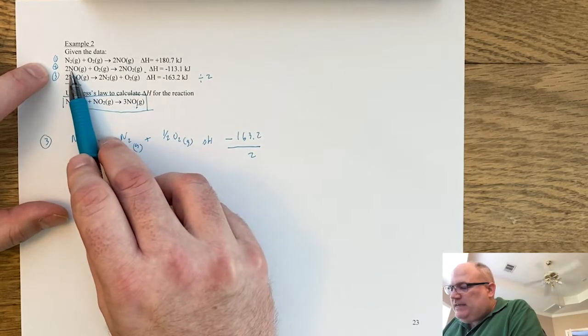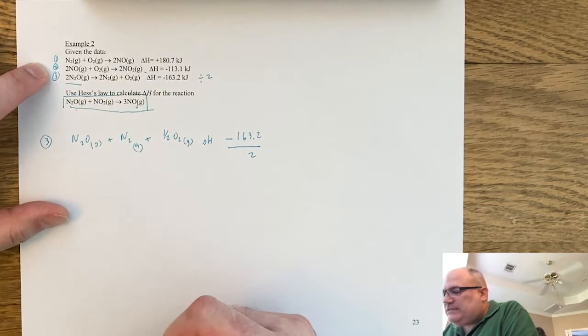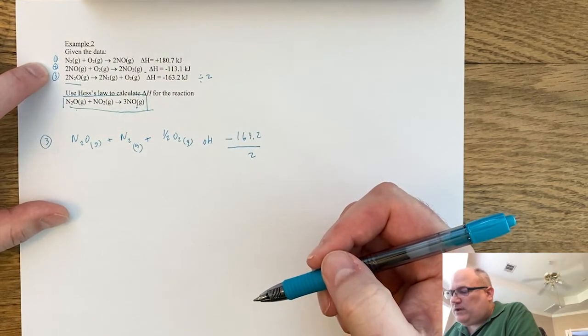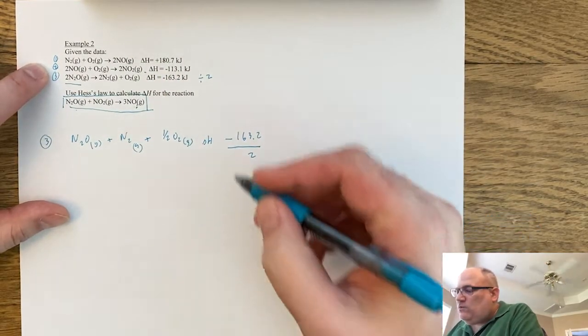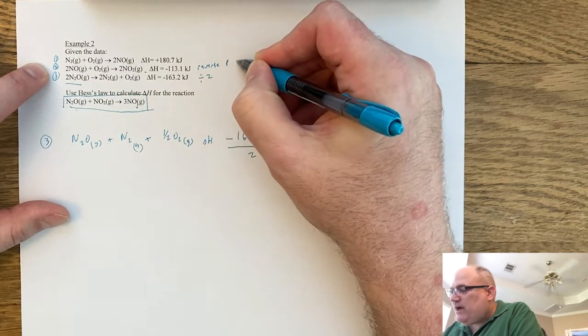So if I were to take this and flip it around, that would give us the number of NOs that we need on that side. Here's the problem. It would give us 4 NOs, and we only want to have 2. So what we're going to do is we're going to reverse this, and we're going to divide it by 2.